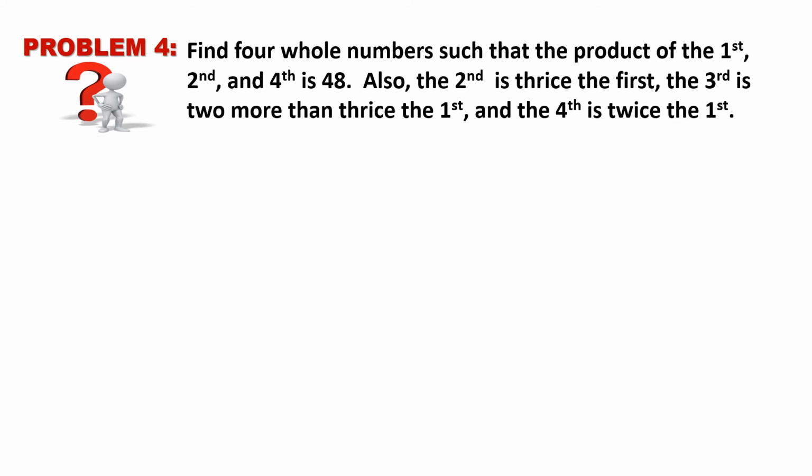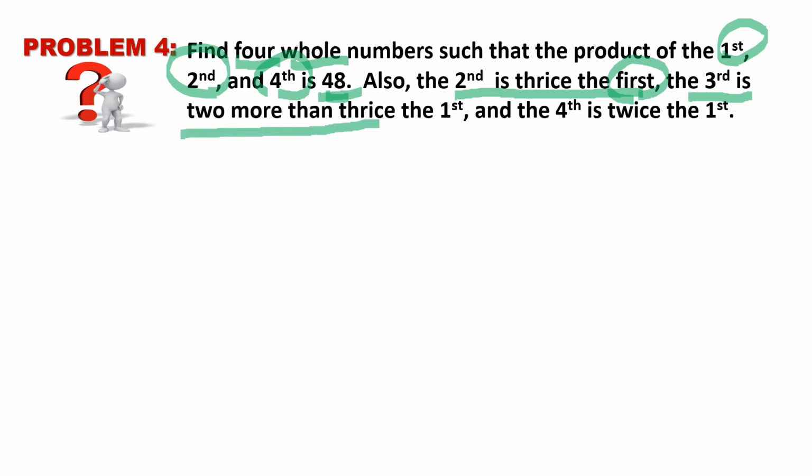Now let's have example number 4. Find 4 whole numbers such that the product of the first, second, and fourth is equal to 48. Also, the second is thrice the first. The third is 2 more than thrice the first. And the fourth is twice the first. So the point of comparison here is the first number. So this is our clue that x is our first number.